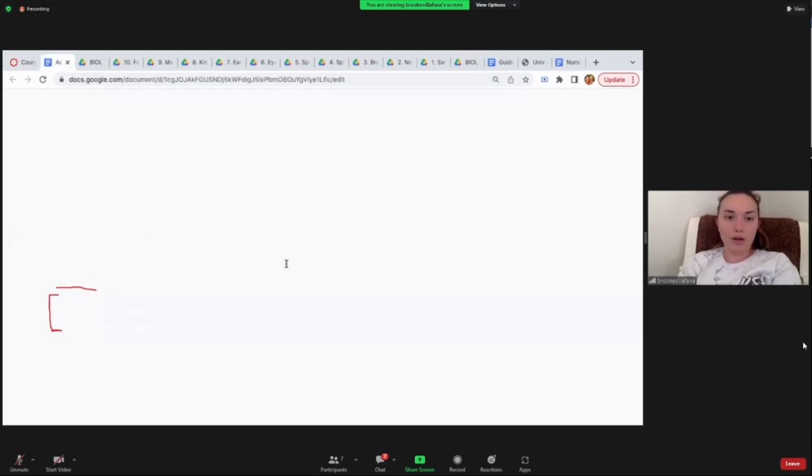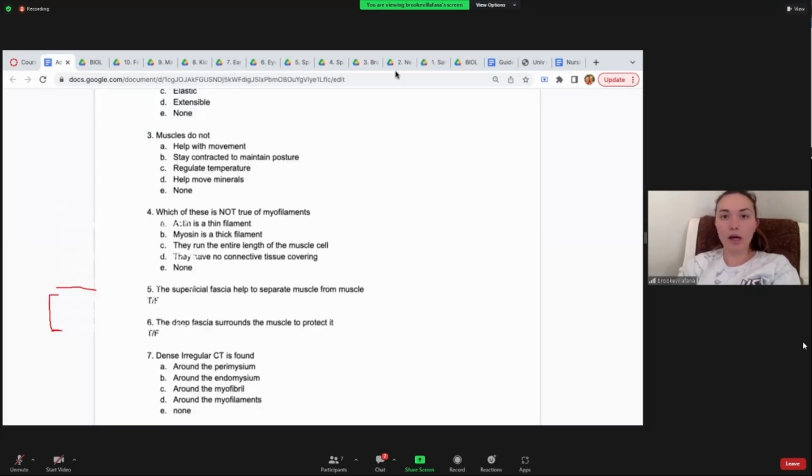Okay, let's go back here. Okay, let's move on to question 5. The superficial fascia helps to separate muscle from muscle.